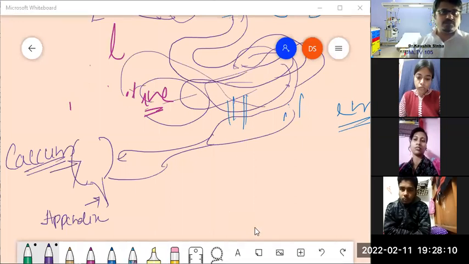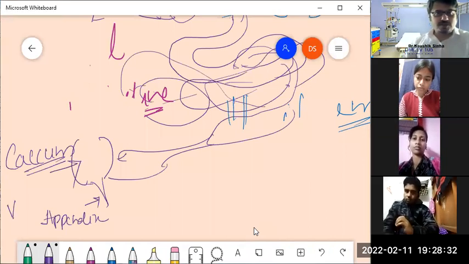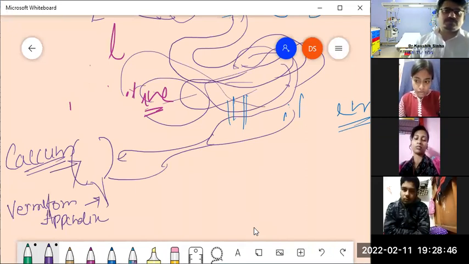Why is it known as vermiform? Because it looks like a worm. You have seen a worm, a small thread-like structure, right? The medical word for worm is vermis. And from the word vermis, we have vermiform, that means the appendix having the shape of a worm. So this is the vermiform appendix.